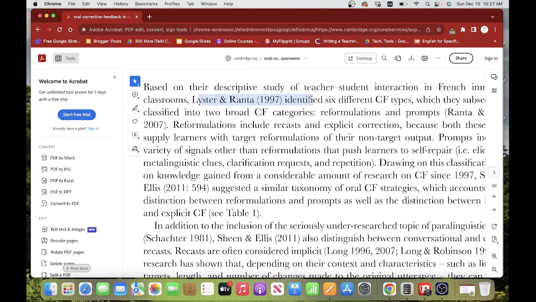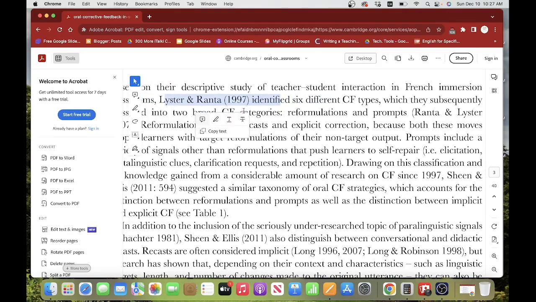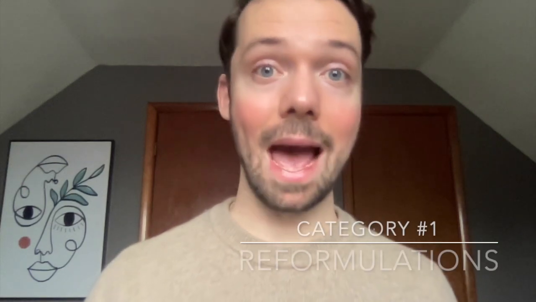So, first of all, how could we correct our students' errors? Well, Lyster and Ranta in 1997 look at two broad categories of corrective feedback. These could be reformulations and prompts. Reformulations are typically more explicit. That means that you will make a point as a teacher of pointing out the error that your student has made. One common type of reformulation is actually the most common method of corrective feedback, which is called a recast. We'll talk about that in just a moment.